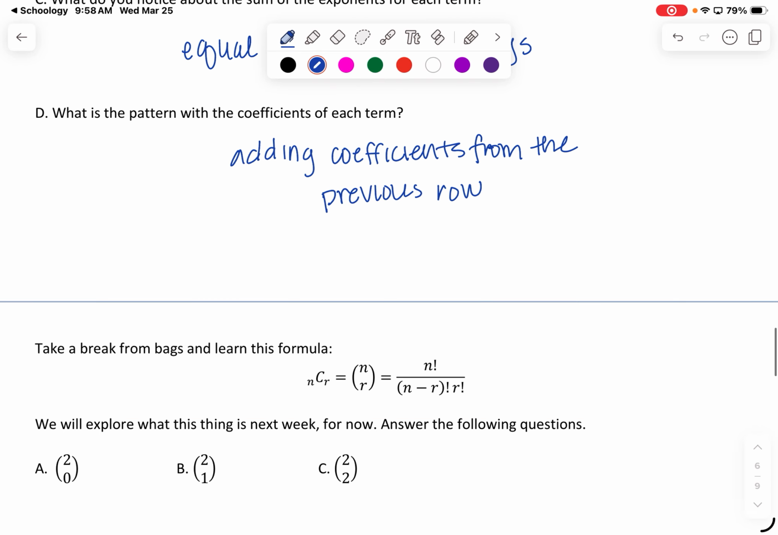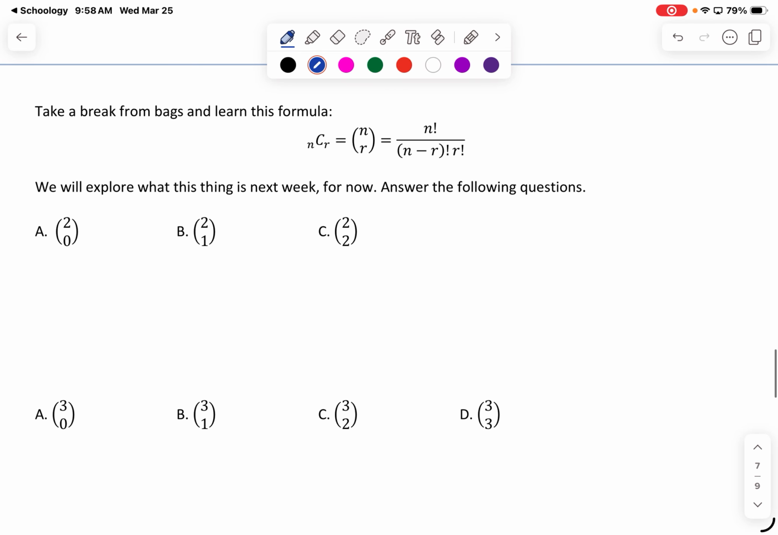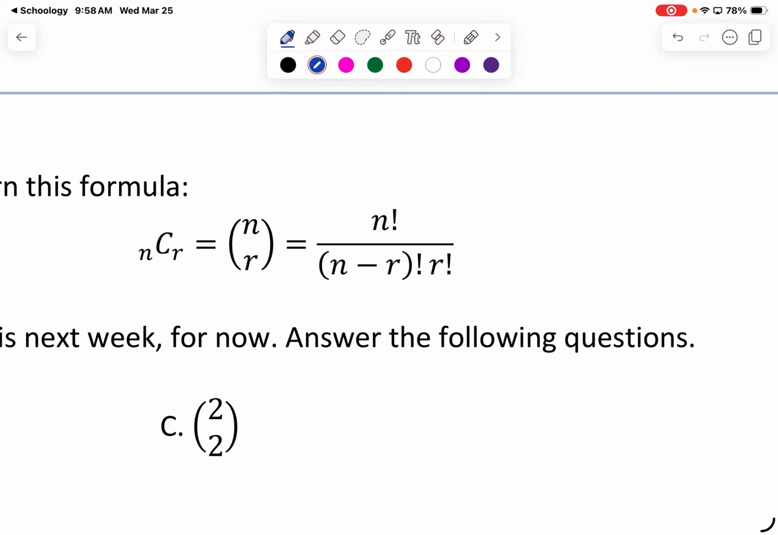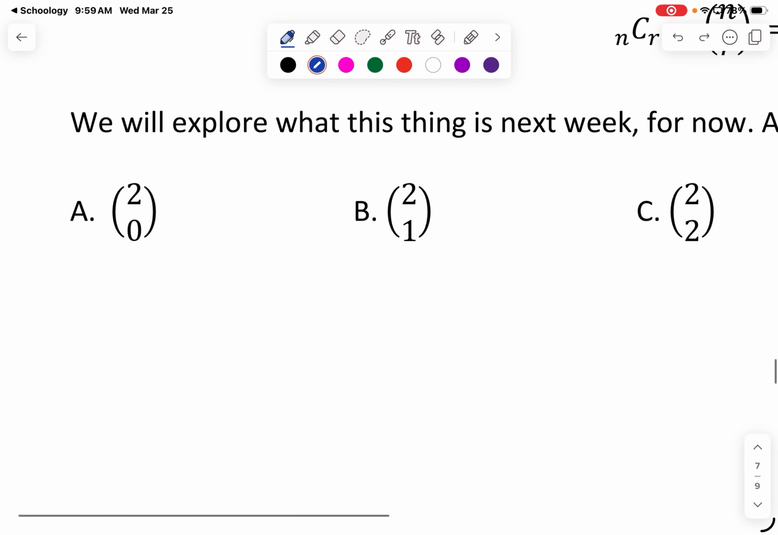All right, now it says let's take a break from this for a second just to do this right here. So let's take a break from the bags to learn this formula. So this formula says nCr, which is n number of objects choosing r at a time. You could also write it like this. And to evaluate it, what you're going to do is take n factorial, so the number of objects, factorial, and then divide that by the number of objects minus r times r factorial. Okay, so you'll see the pattern very shortly. If it looks like the formula is confusing, you'll see it right when we do it here.